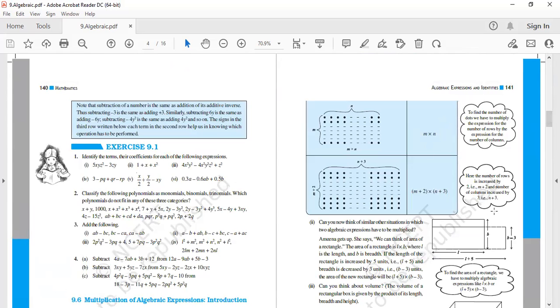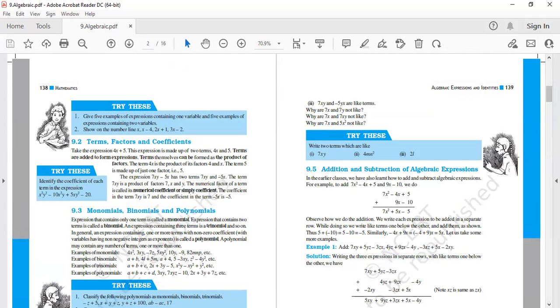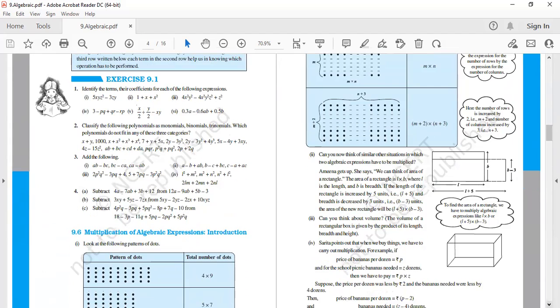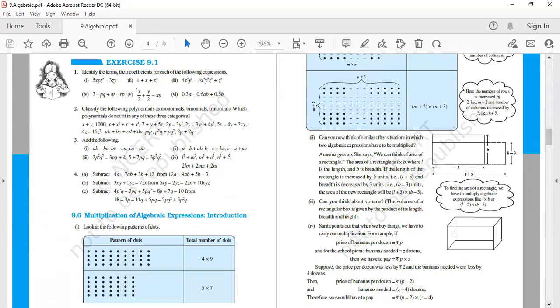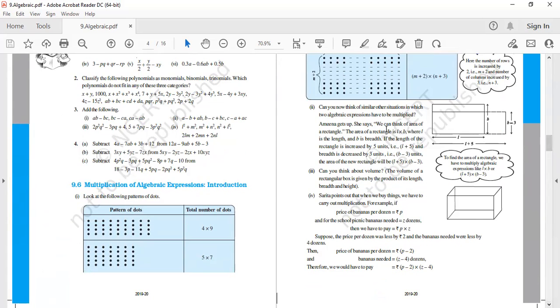Okay, 9.1. Question number third. Add the following: AB minus BC, this is one of the polynomials, BC minus CA, CA minus AB.